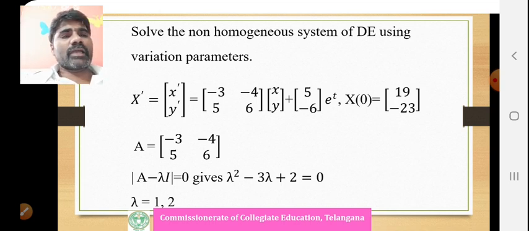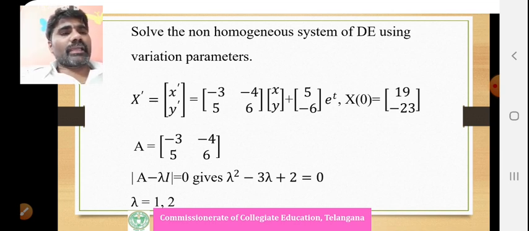The A is given by minus 3, minus 4, 5 and 6. Its characteristic equation is determinant of A minus lambda I equal to 0, which gives lambda square minus 3 lambda plus 2 equal to 0. By solving this quadratic equation, we get lambda equals 1, 2. Therefore the eigenvalues of A are 1 and 2.